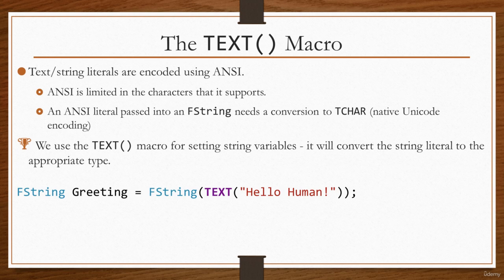If it is a narrow string, prepend u8, or if it is a wide string, prepend u or L, for example, stuff like that. We don't have to dig too deep into it and go into how the TEXT macro works behind the scenes, but that is basically what it does. It will convert the string literal to the appropriate type.